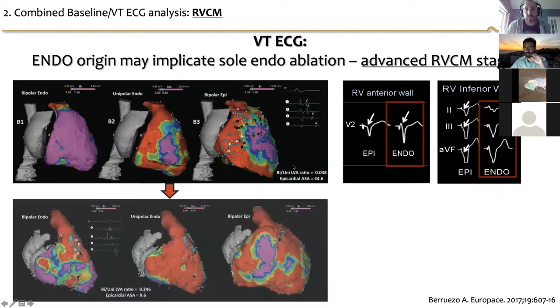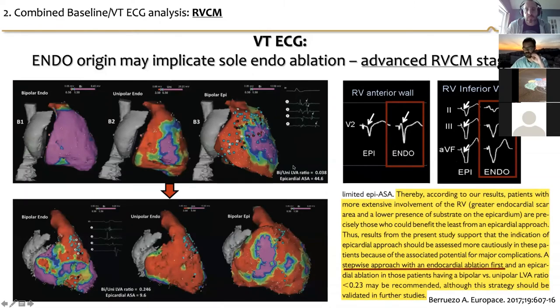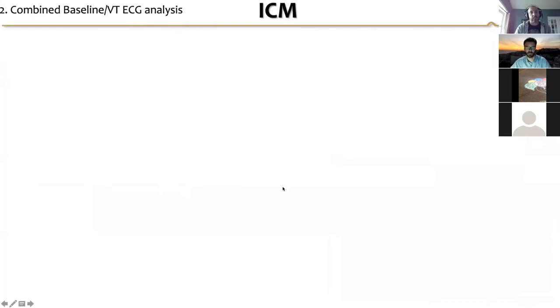And maybe in this situation, you can get rid of the VT by only accessing the endocardium for ablation, and even accessing the epicardium can be dangerous in these cases. So always take a look at the EKG apart from other techniques in order to minimize the damage to the patient and to optimize the VT ablation strategy.